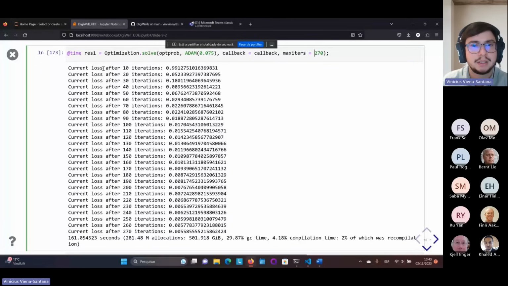And I can see that my loss function went from 12 down to 0.0055 in less than 3 minutes, about 106 seconds, right? So that's a very decent loss value in a very decent training time, considering I'm doing estimation of parameters inside of a differential equation.